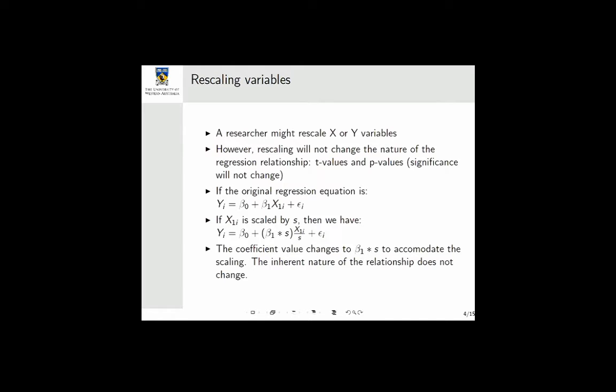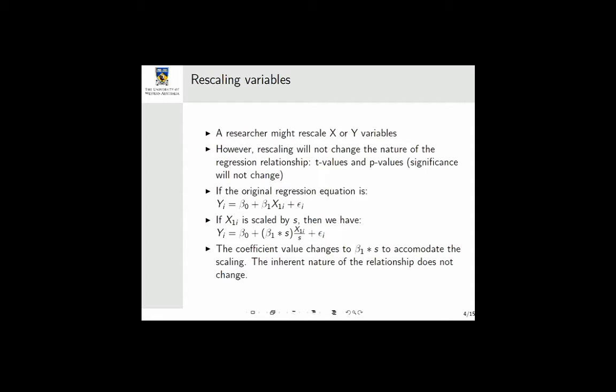Here is an example. If I regress y on x1 here, estimate beta 0 and beta 1. Now, suppose I scale x by some factor s. What could s be? Well, it could be any number. Could be 10, could be 100, could be any number, okay? If I am talking about scaling something that's in centimeters into meters, what do I scale it by? 100, right? If I want to scale kilograms to tons, I scale that by 1,000. So s can be any number.